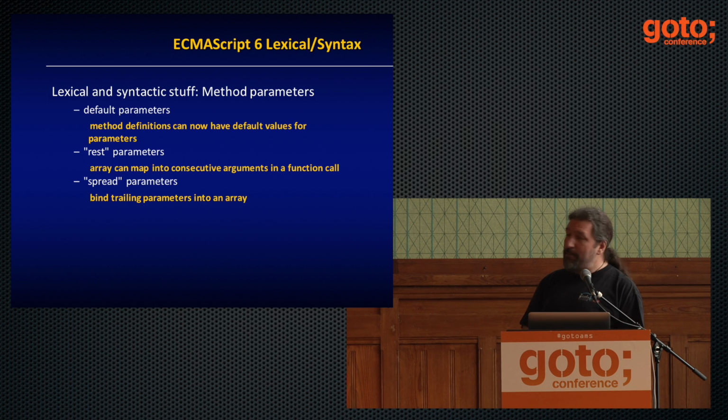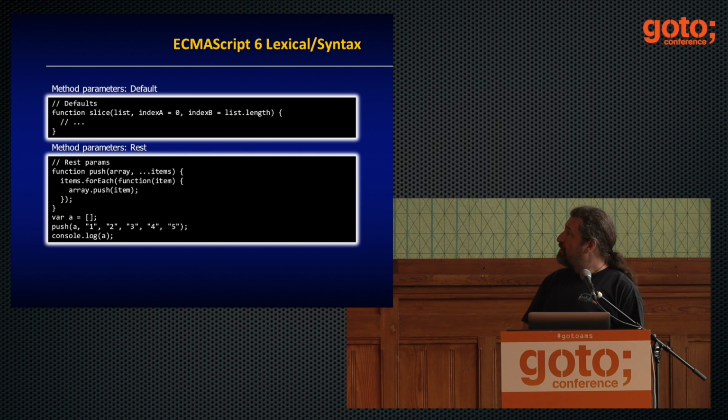Default, rest, and spread parameters. You will see this a fair amount inside of Meteor code. So here, for example, we see default parameters. Index A is set to 0 and index B is list.length. This is pretty straightforward. Rest parameters means anything after the first one here can just be a 0 or more number of arguments. We already do some of this stuff in JavaScript, but now they've formalized it as part of the language. So items here will effectively become an array, similar to what arguments is in classic JavaScript.